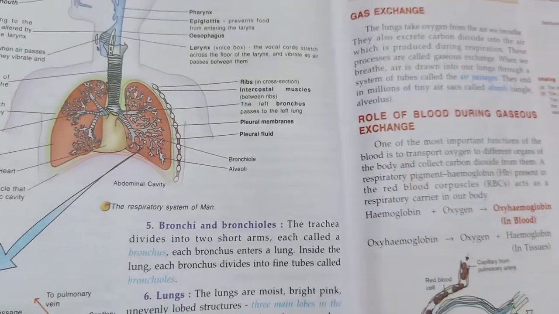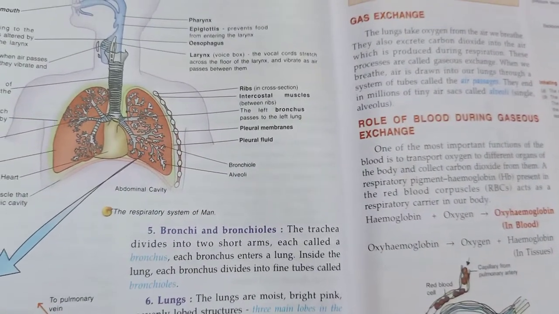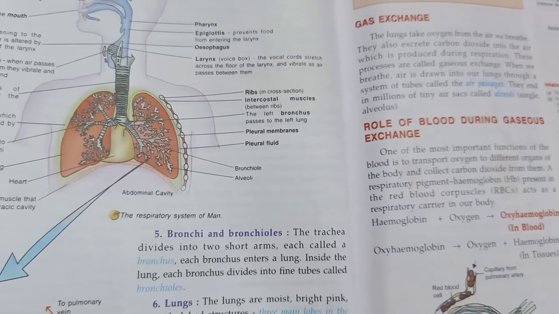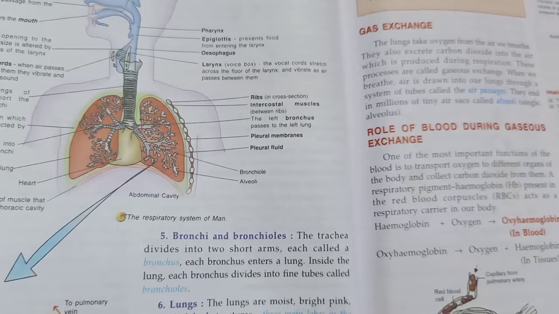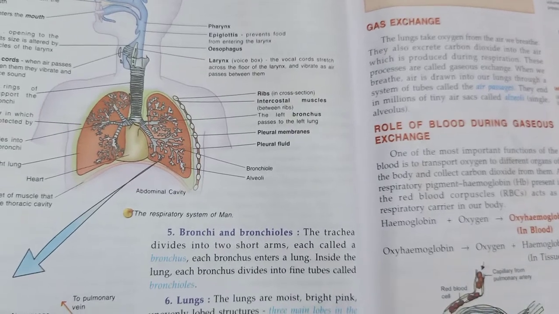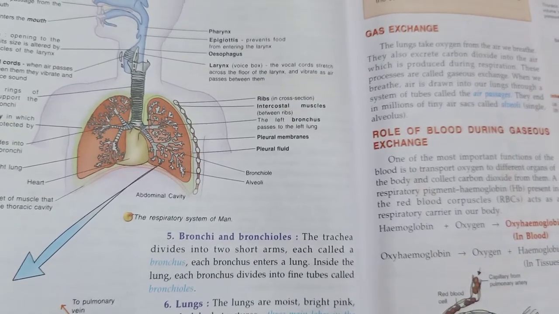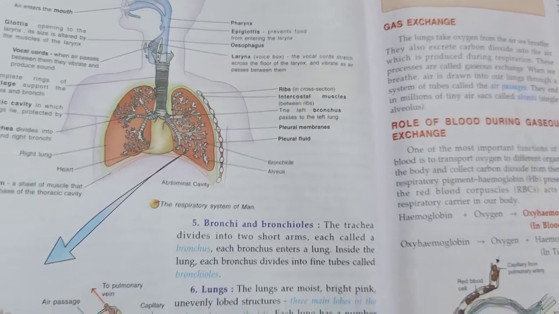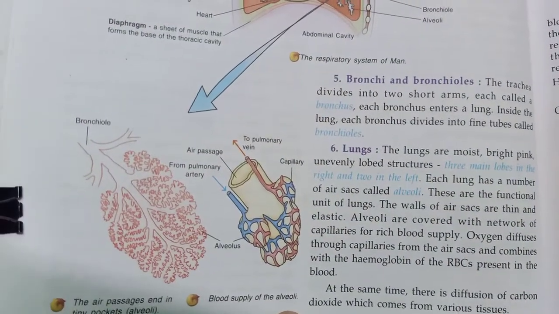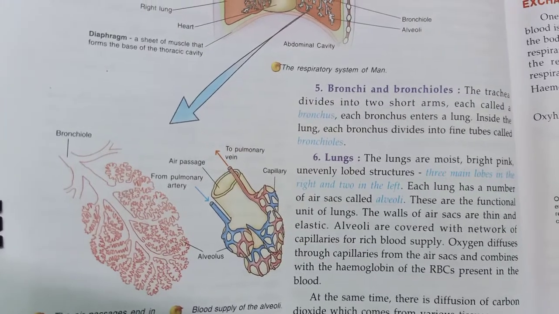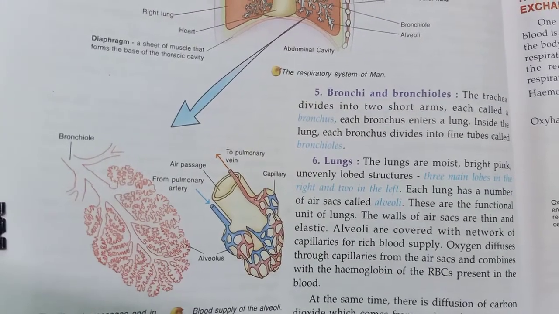Now the trachea divides into two short arms, each called a bronchus. Each bronchus enters a lung. Inside the lung, each bronchus divides into fine tubes called bronchioles. Now I'll show you the diagram. Here you can see the diagram of bronchioles, and these are very tiny vessels. You can see here.